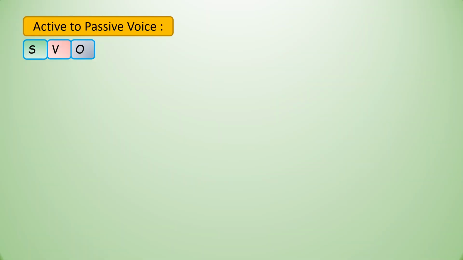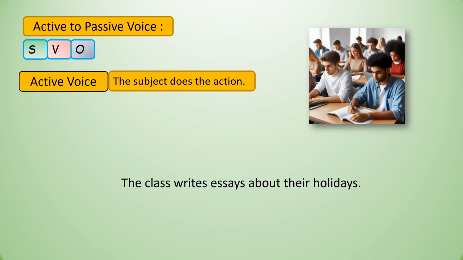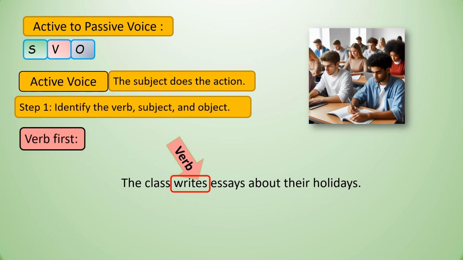Active to passive voice. SVO stands for subject, verb and object. Active voice. The subject does the action. There's our sample sentence. The class writes essays about their holidays. Singular subject, singular verb, writes. In some countries, the class will still be viewed as plural, so just change the subject and the agreement of subject and verb accordingly. So let's continue with the rest of this slide.